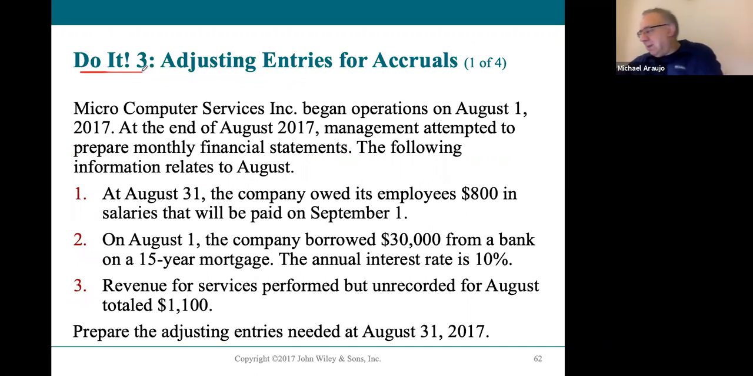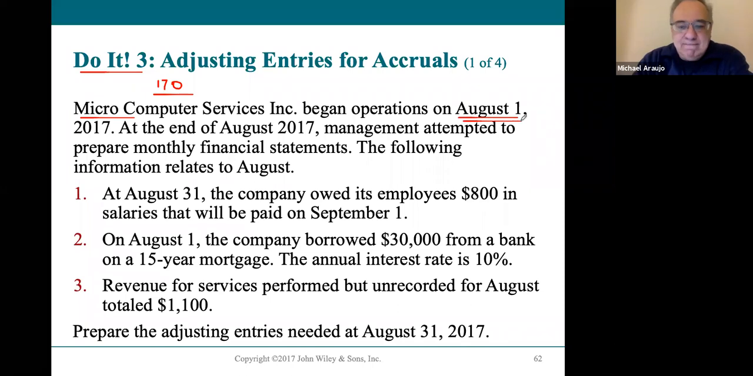The do it exercise from learning objective three is all the way on page 170. So if you're on page 170, you'll see this microcomputer systems, services rather. They began on August the 1st, 2017. And now it's the end of August. And they want to prepare the monthly statement. So again, once they prepare the statement, they need to do the income statement first, as you know, right? So we have to make sure all the revenue and expenses are there. And so there we go. Three things that they know.